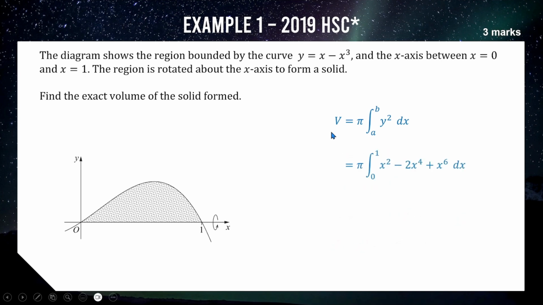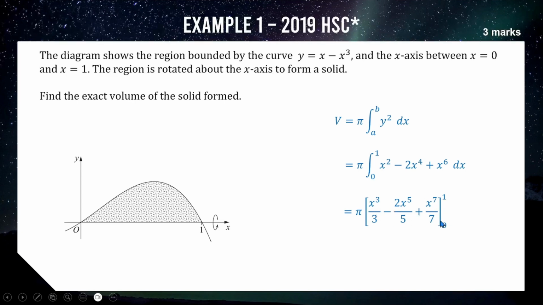Getting rid of that, and now integrating our expression we just expanded. And now we're just going to use our power rule here. So we're going to raise all these powers by 1 and then divide by the new powers, as per your stock standard integration. So we're going to get x cubed on 3 minus 2x to the 5 on 5 and then x to the 7 over 7. Pi is still at the front. Don't forget about that. We're going to put him in right at the end.